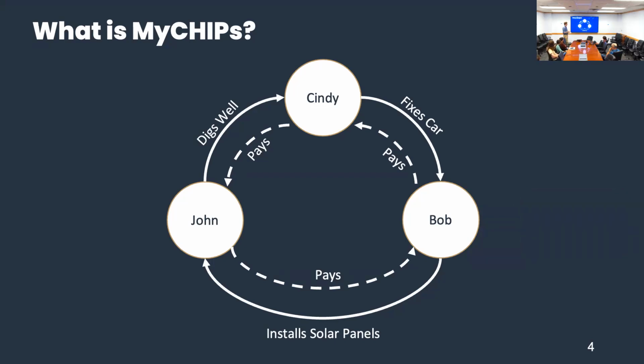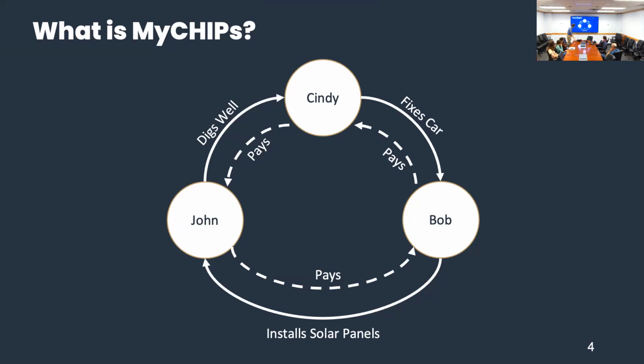The way that MyCHIPs goes about doing this is using personal credit, IOUs, right? So Bob will give Cindy an IOU, Cindy will give John an IOU, and John will give Bob an IOU. And in that way, they create this cycle of debt. They all owe each other. And what MyCHIPs will do is identify that cycle of debt and arrange for them all to forgive each other. So you might imagine that Bob could say to John, hey, if you can get Cindy to forgive my debt, I'll forgive your debt. And MyCHIPs is a digital system that arranges for that type of forgiveness.